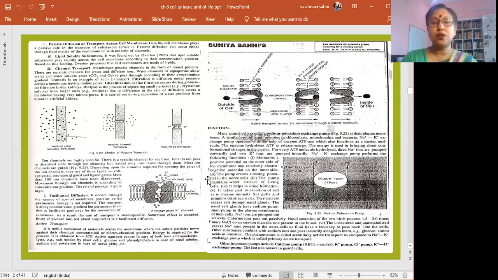So the overall conclusion is that transportation, whether we talk about plant or animal, is possible either through number one, passive transport, or through active transport, or with the help of certain exchange systems, that is the pump system.